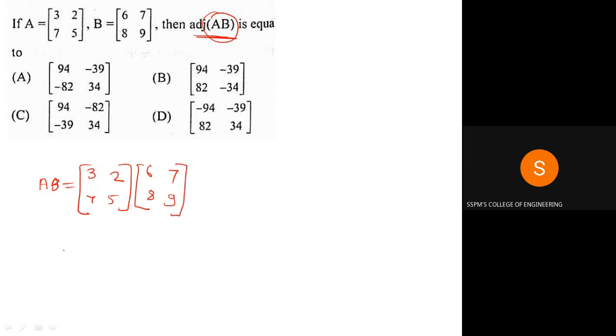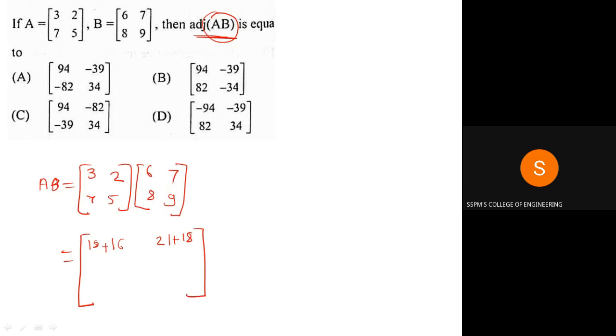So we will multiply the two matrices. What is the product of these matrices? We first take first row from the first matrix and first column from the second matrix. First, 3 into 6, it is 18, plus 2 into 8, it is 16. Then first row, second column, that is 3 into 7, it is 21, plus 2 into 9, it is 18.